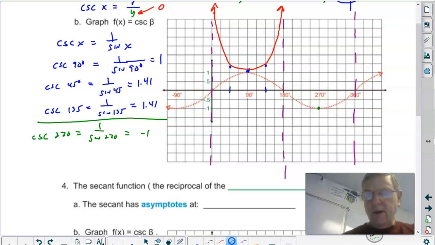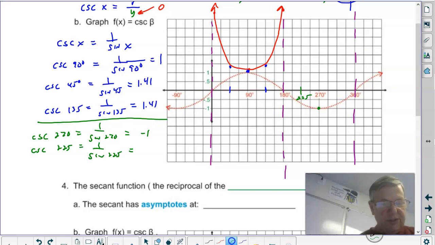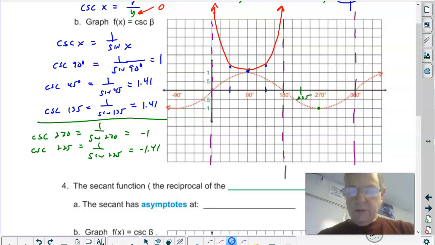That's that point right there. And so now it's back up here. So what is that? That is 225. So what is the cosecant of 225? That's 1 over the sine of 225. You can punch that in. You're going to get -1.41. So that's right about, it's 1.5. It's right about there. I was actually a little bit low my last time, no problem.